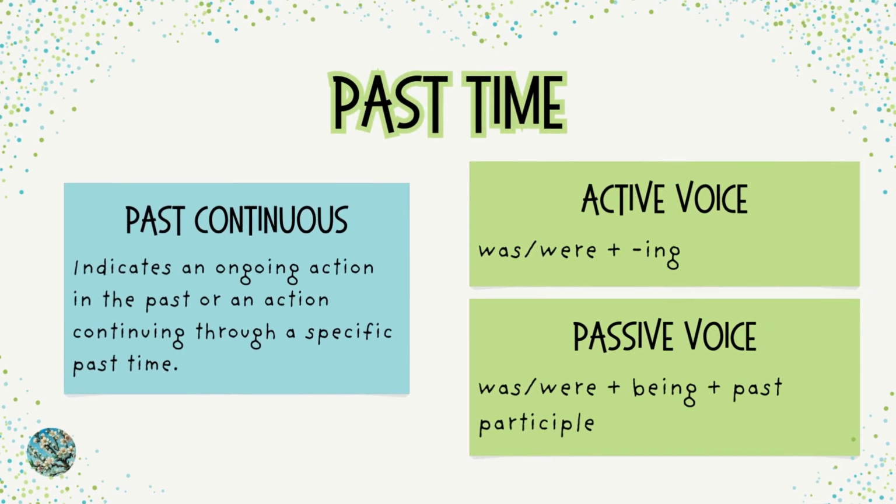We also have the past continuous tense. We use it to indicate an ongoing action in the past or an action continuing through a specific past time. In the active voice, we use was or were with the verb in ing ending. With the passive voice, we use was or were, then being, and then the past participle.